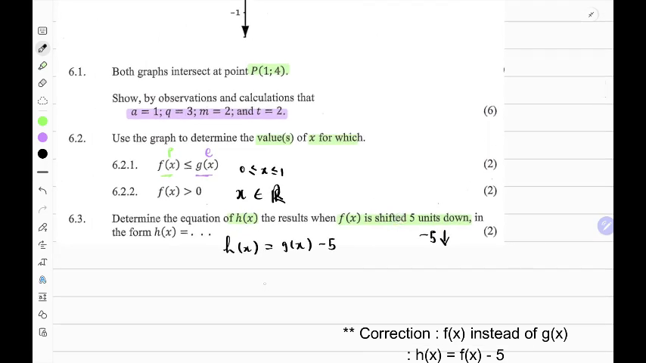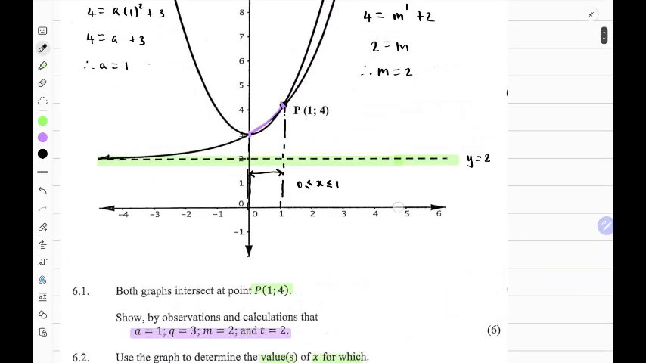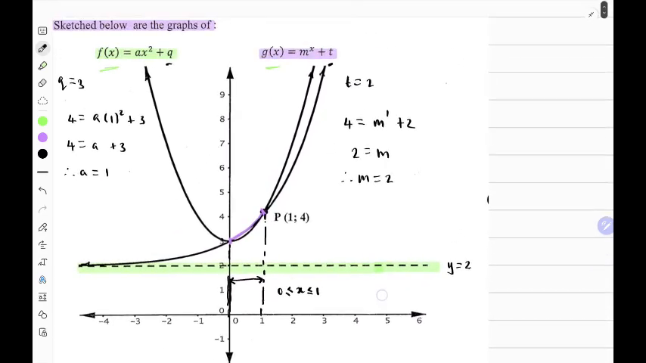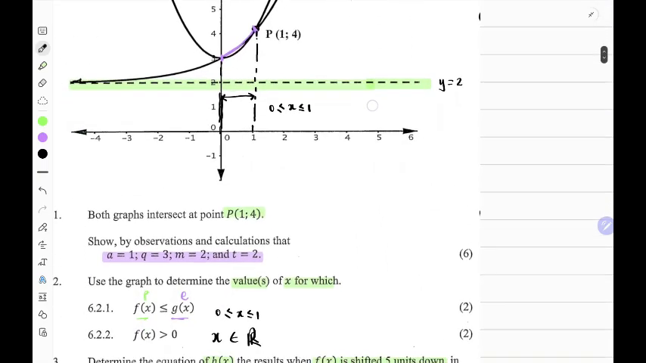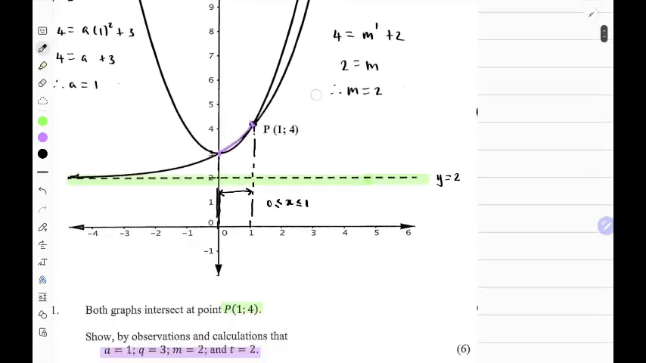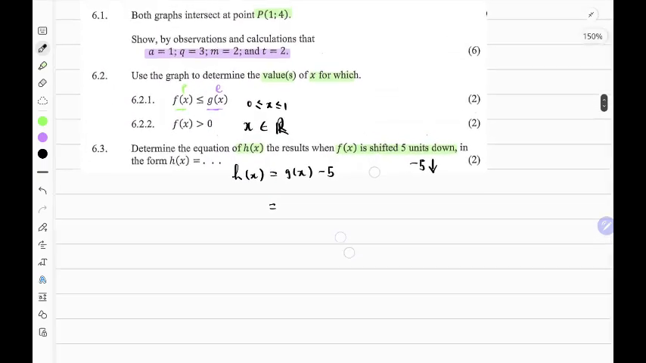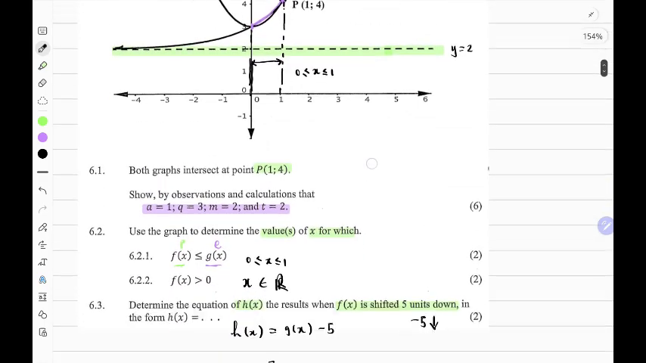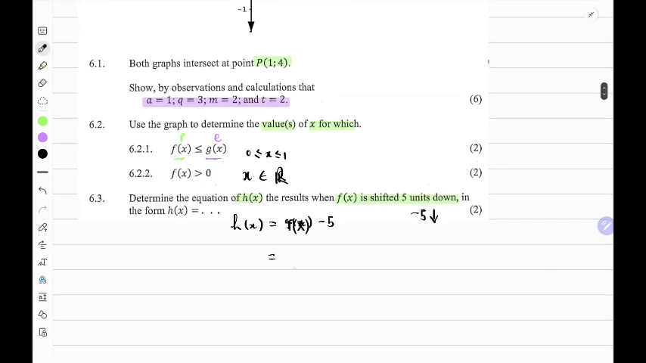So f of x was defined to be x squared plus 3. So it's x squared plus 3 minus 5. So this equals x squared minus 2.